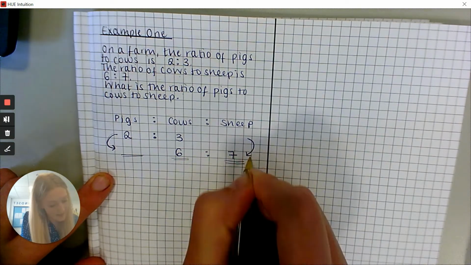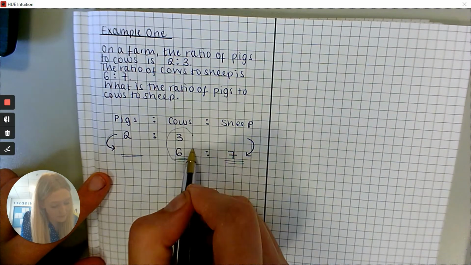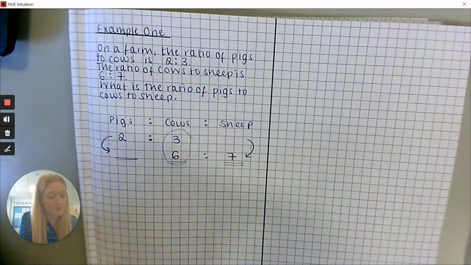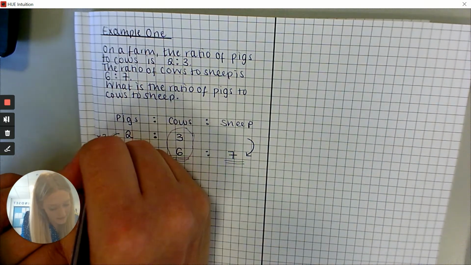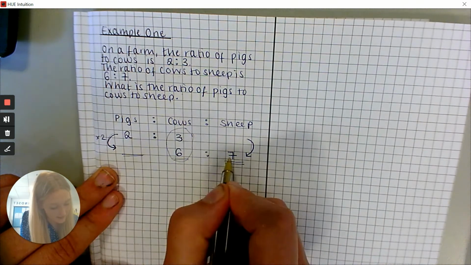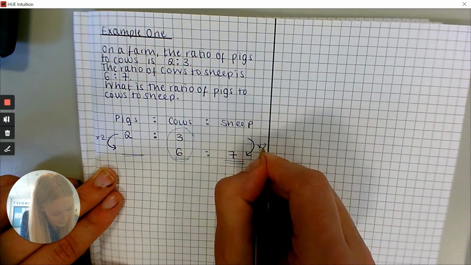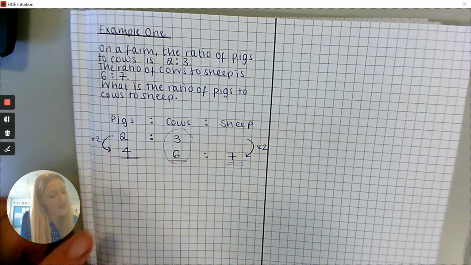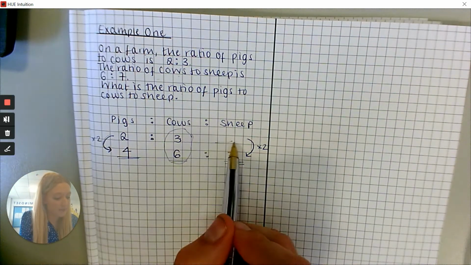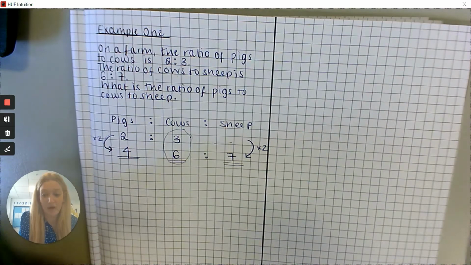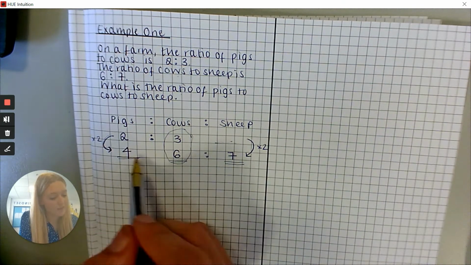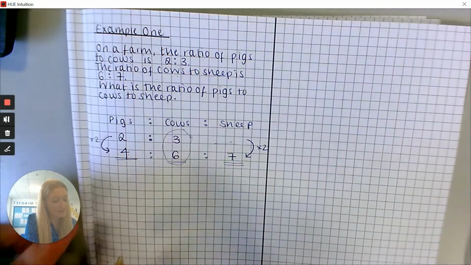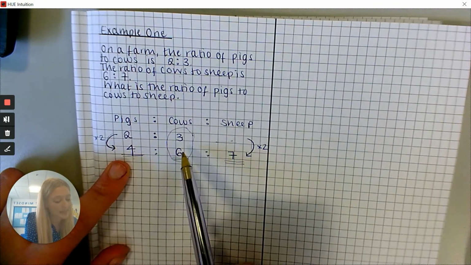And I can see I've got a pair of numbers here. To get from 3 to 6, I've multiplied by 2. So to get from this line to this line, I multiply by 2. 2 times 2 is 4. And I could work out what this number here would have been. Okay, it would have been 7. Okay, so I've filled in my answer, 4 to 6 to 7. And that's the ratio of pigs to cows to sheep.